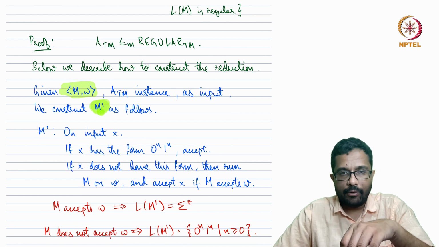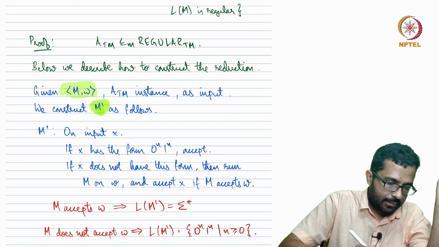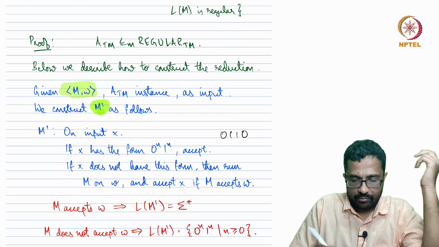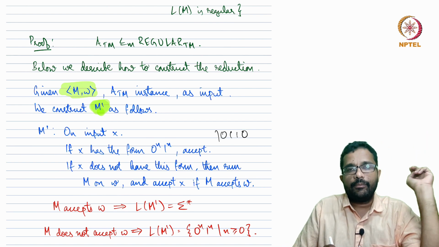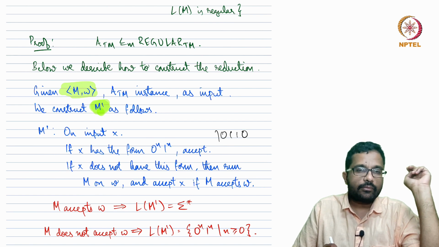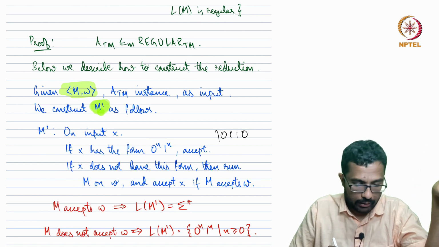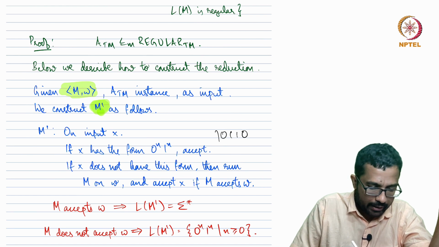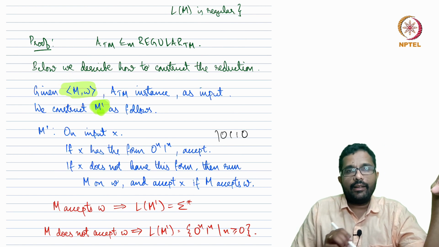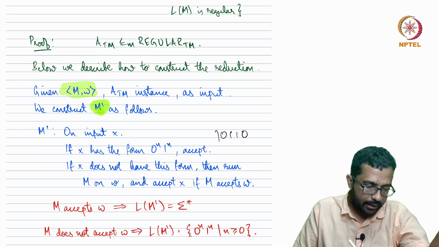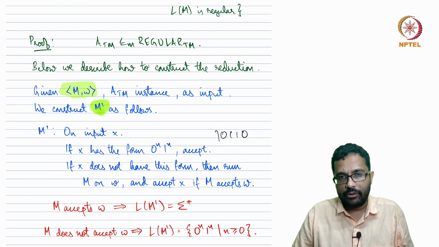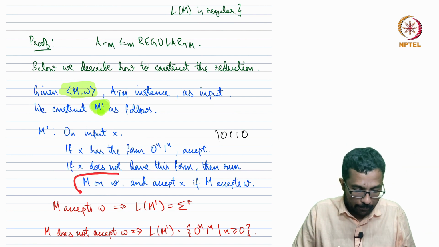If it is not of this form, so suppose it's some other string, let's say 0110, or something like 101, some other form, then what we do is we run M on w, where M and w are as in the ATM instance. So M prime actually depends on M and w. M prime knows what is M and what is w. Then we run M on w.